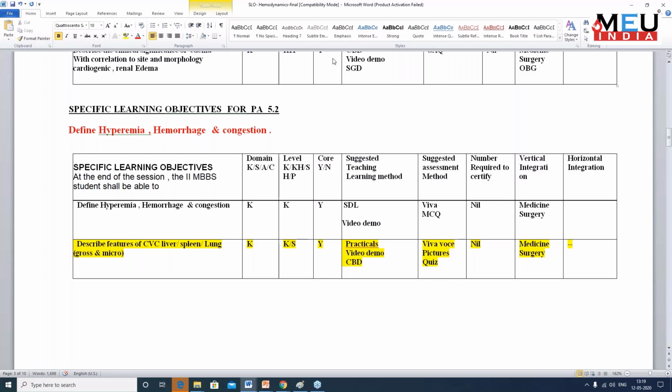Ma'am, should they not know the difference between hyperemia and congestion? Yes. So, would you want me to rephrase it as define and differentiate hyperemia? Define hyperemia and congestion, that would be better, ma'am. Because they have to know the difference between oxygenated red erythema and the cyanosis. Arterial and venous stasis, the difference. Yes, okay, ma'am.